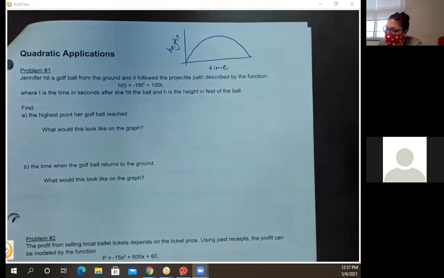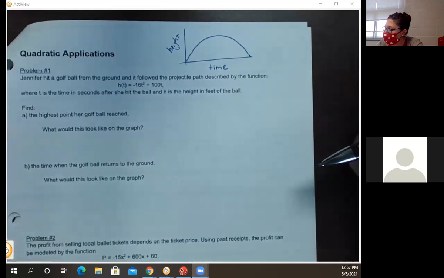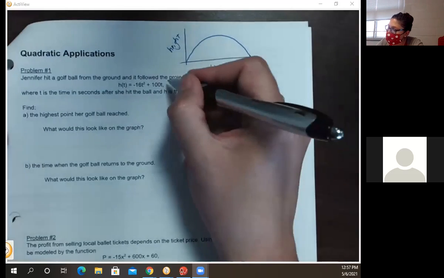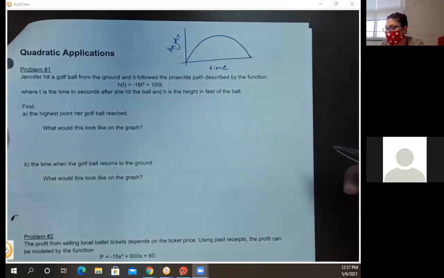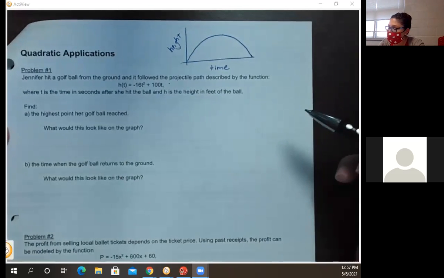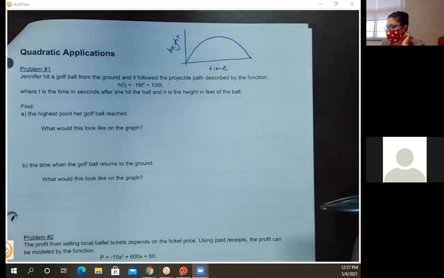So if we take a look at our first problem here, it says Jennifer hit a golf ball from the ground and it followed the projectile path described by this function. So it's a t-squared function, the quadratic function. T is the time in seconds after she hit the ball, and h is the height of the ball in feet. So we want to find for this golf ball the highest point that it reaches. So how high does the golf ball get? And then when does the golf ball come back to the ground?